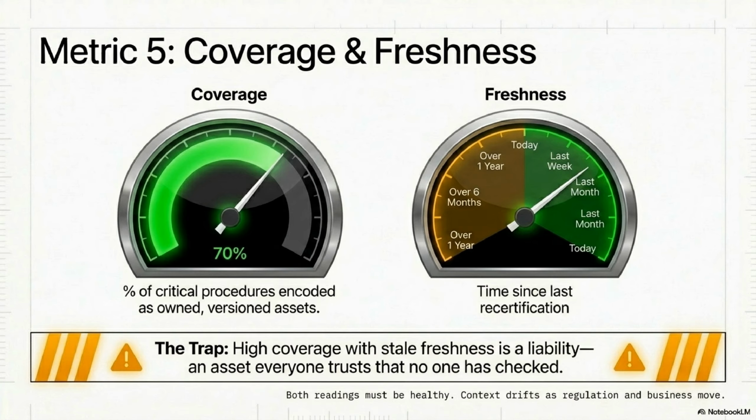Because, and this is straight from episode 12, context drifts, regulation moves, policy moves, the business moves underneath it. High coverage with stale freshness is a trap. It looks like progress and quietly becomes a liability, an asset everyone trusts that no one has checked.